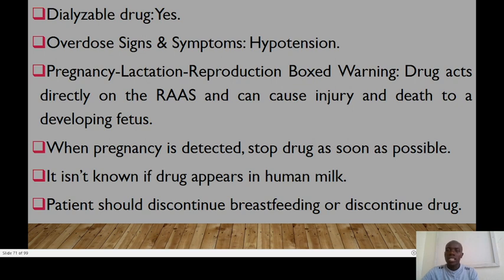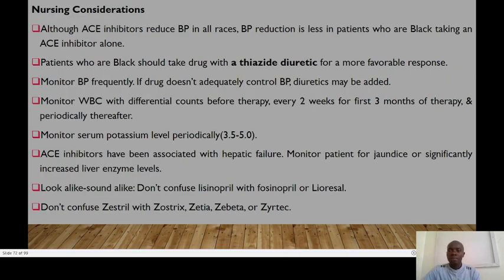So this, thank God, this drug is dialyzable, and the most common overdose side effect is hypotension. In terms of pregnancy, lactation, and reproduction, it is a boxed warning, so the drug acts directly on the RAAS and can cause injury and death to the developing fetus. So when pregnancy is detected, you have to stop this drug as soon as possible. For the milk, it isn't known if the drug appears in human milk, so patients should discontinue breastfeeding or discontinue the drug.